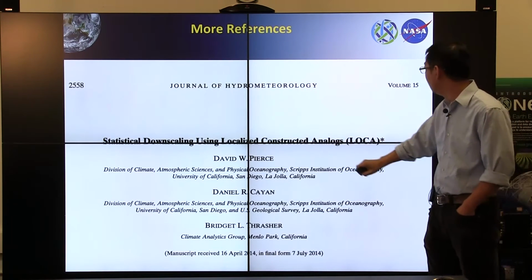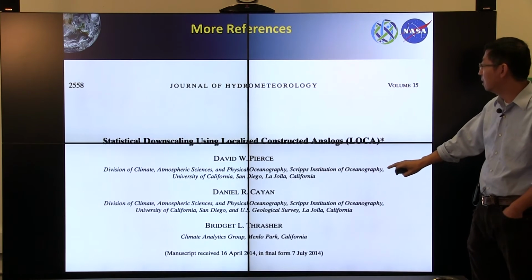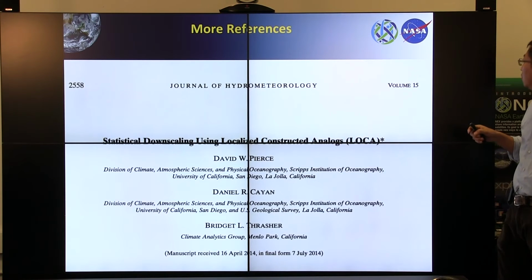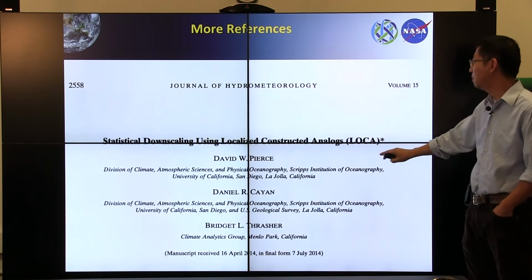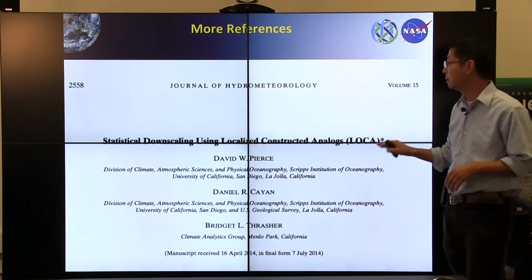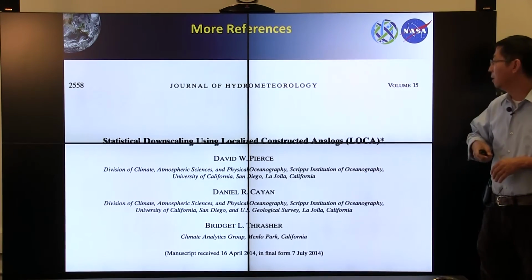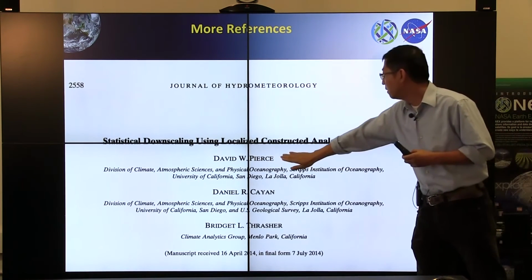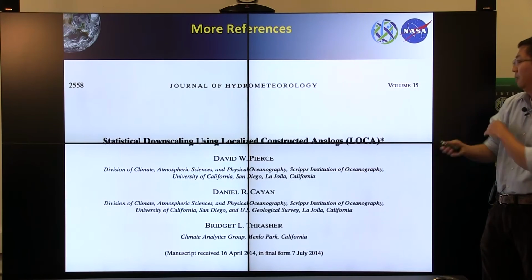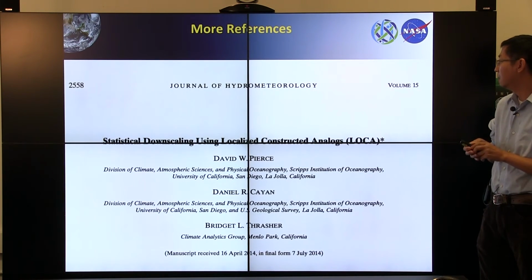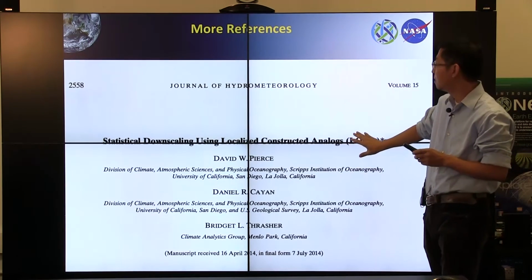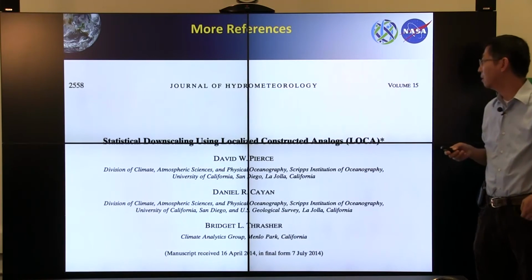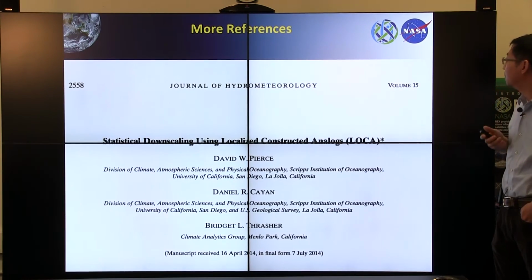So this is the paper from 2014, the original LOCA paper in the Journal of Hydrometeorology. This is a very interesting paper, and there are some very interesting technical details in it. If you want, I encourage you to read the paper. Dave Pierce is a very good scientist, and he also has a very strong technical background. There are some algorithms in that paper that are really interesting, at least interesting to me. So if you read the paper, you can learn something new.